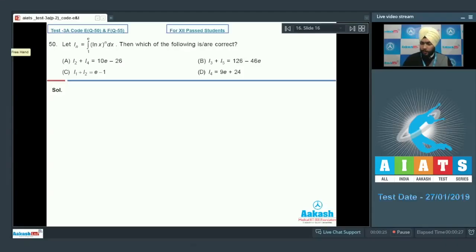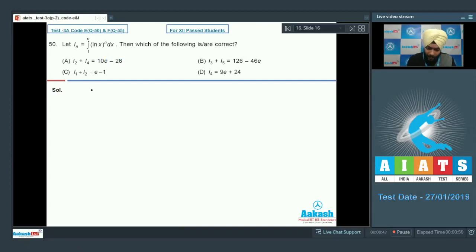Okay, so let us move on to the next section, which contains multiple correct type questions. Question number 50 says that let In be the integral from 1 to e of (ln x) raised to power n dx, obviously where n is a natural number, then which of the following is or are correct? So students, we know that this is a standard format of reduction formula and we'll use by parts in this particular question to solve it.